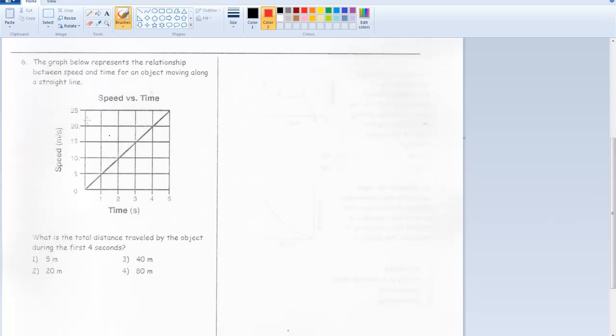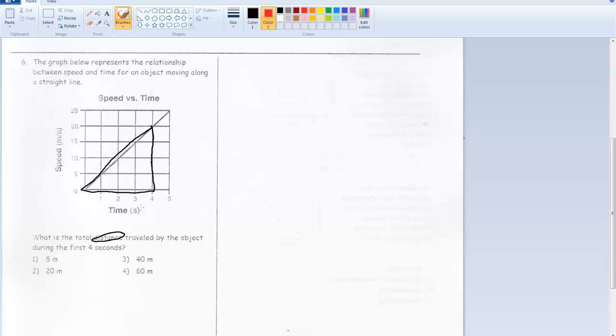So how about number 6? The graph represents the relationship between speed and time. So now we're looking at a speed versus time graph. This is different. And what's the total distance traveled by the object during the first 4 seconds? So if we want to get distance from a speed versus time graph, we have to calculate the area underneath. So we want from 0 to 4 seconds. So we need to calculate this area right here.